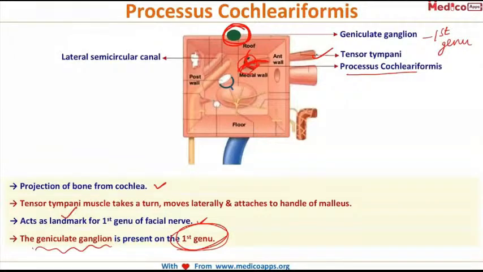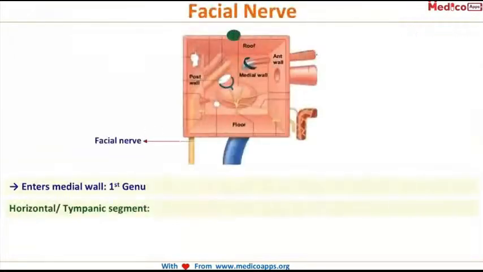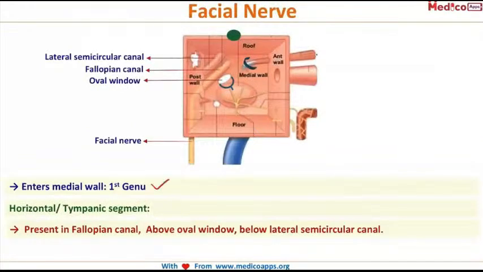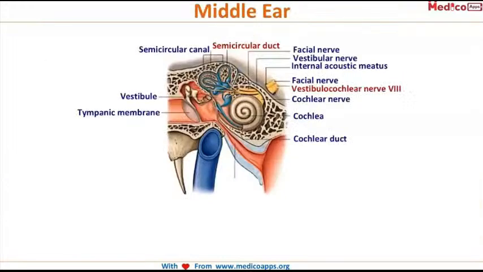Now, the facial nerve is the next important structure. It enters the medial wall at the first genu. We have seen that. It has a horizontal or the tympanic segment which is present in the Fallopian canal. See, this is the Fallopian canal. It is present above the oval window and below and lateral to the semicircular canal. You can understand the anatomy. This is your semicircular canal, and this is the oval window, and here lies your facial nerve within the Fallopian canal. So on the whole, this is how the middle ear appears.